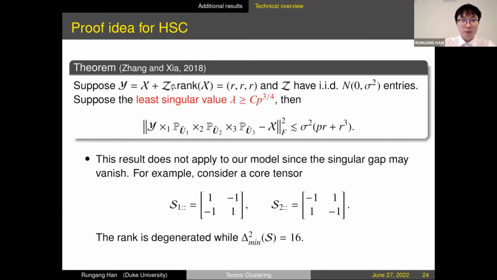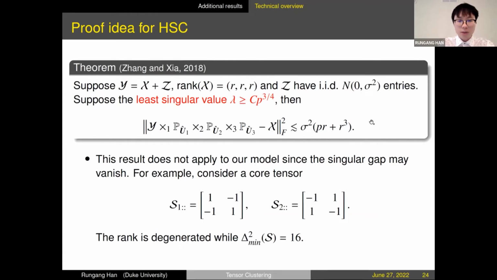And it has been proved by a previous work by Zhang and Xia in 2018. That is, if we have a tensor which can be written as a low-rank signal tensor plus some noise tensor, and if we have some least singular value lower bound, we can establish this estimation error.